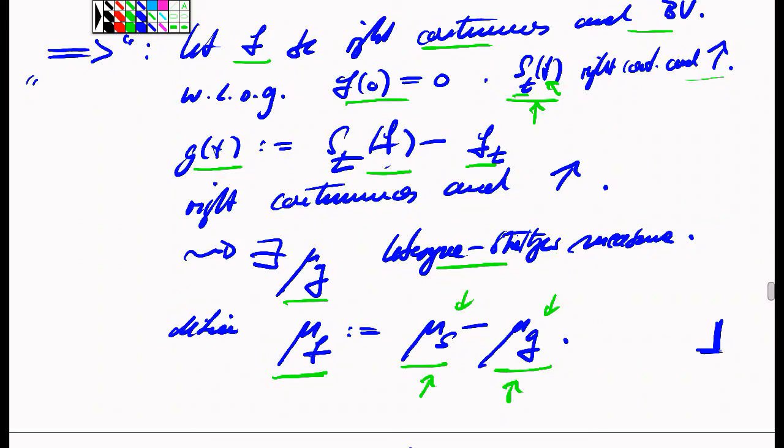And this defines a signed measure, which is locally bounded, and which by definition satisfies this relation. And also, as a side remark, this definition already gives a representation of this Radon decomposition of the measure mu f in terms of its positive and negative part.